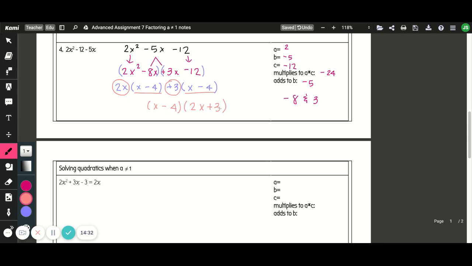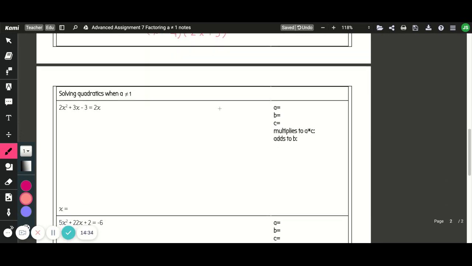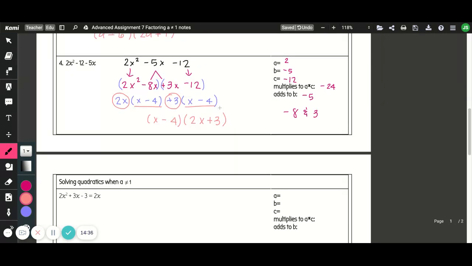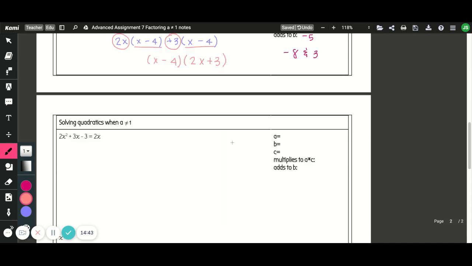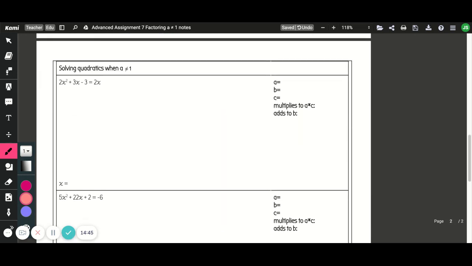Okay, so now we're going to add another piece on, and that's actually solving it. So you're going to go through and do the same thing that we just did where we factor, but then we're going to go a step further and actually solve for x. So it starts out the same.